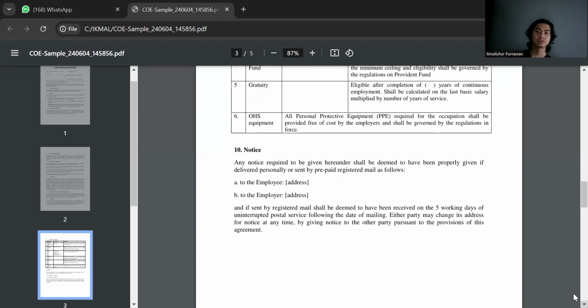Notice. Any notice required to be given hereunder shall be deemed to have been properly given if delivered personally or sent by prepaid registered mail as follows. To the employee address, to the employer address, and if sent by registered mail shall be deemed to have been received on the 5 working days of uninterrupted postal service following the date of mailing. Either party may change its address for notice at any time by giving notice to the other party pursuant to the provisions of this agreement.